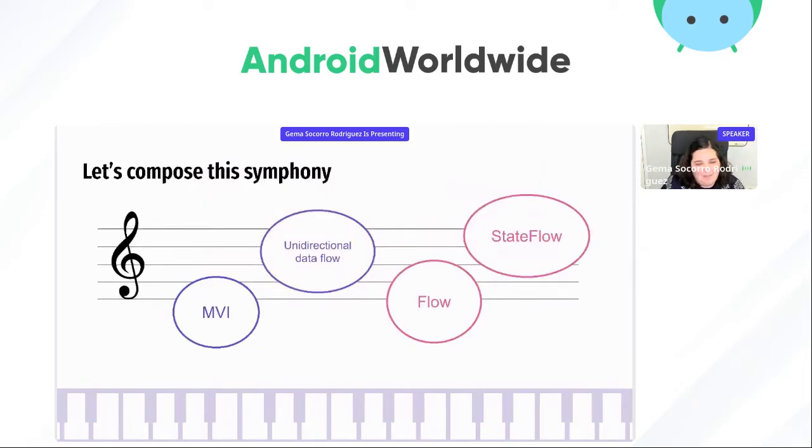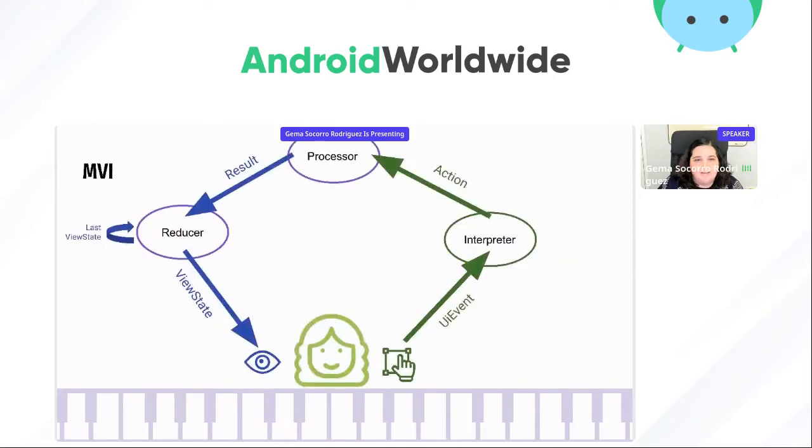And now that we have MVI, more or less, we are going to continue with defining what is unidirectional data flow. And it's really easy because this is unidirectional data flow. It's a flow that starts in point A, which is the UI event generated by the user, and goes using the same path until point B, which is where the screen will render the new view state.